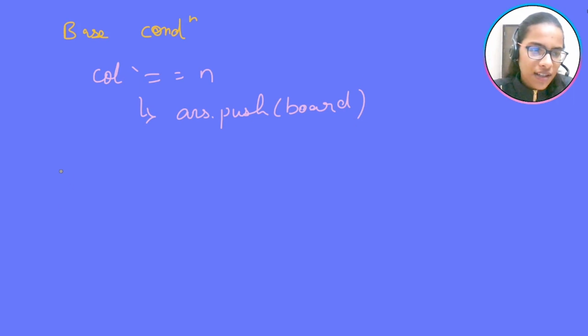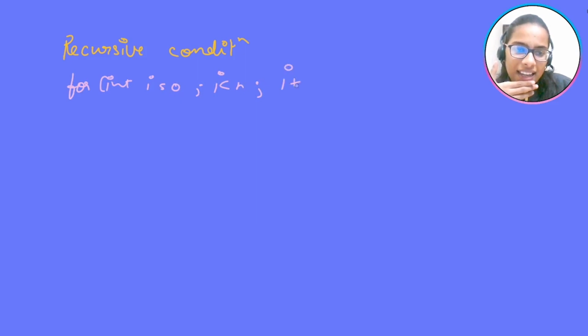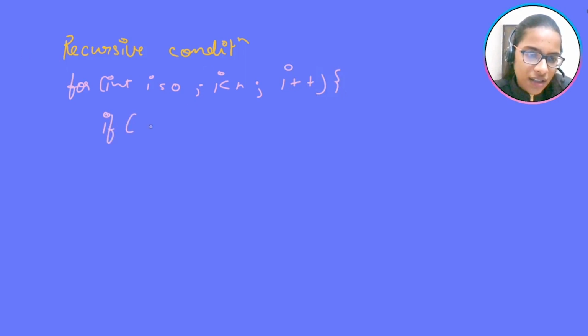And what will be our recursive case? The recursive case will be that we solve for one column and recursively call the function for another column. So we will have for int i equal to 0, i less than n, as there are n rows and n columns, i plus plus. And then we will have a condition: a function to check if we can add a queen at the ith row and jth column in our board.